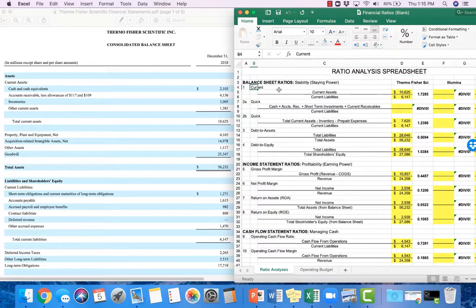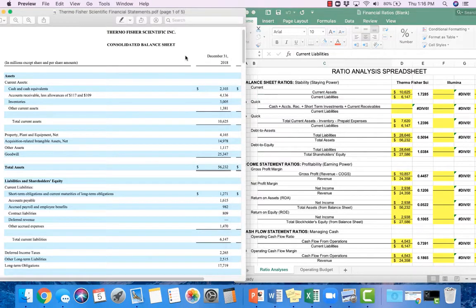The current ratio compares all of a company's current assets to its current liabilities. Current assets are usually defined as cash or something that can be turned into cash within a year or less. Current liabilities are to be paid within the year. So if we take a look at the December 2018 column here, we can see that the total current assets is 10,625, which I've entered over here on our spreadsheet.